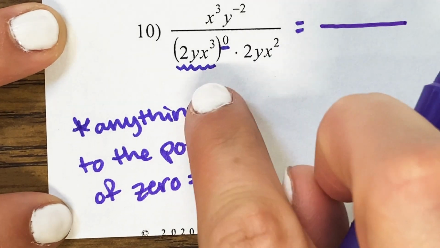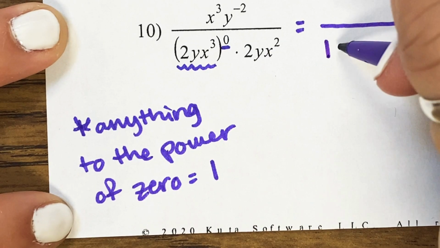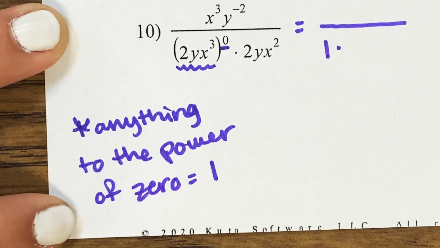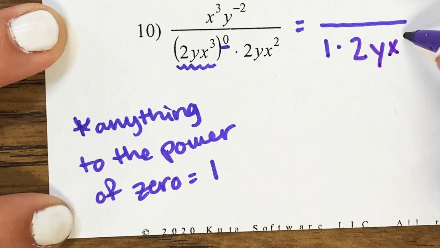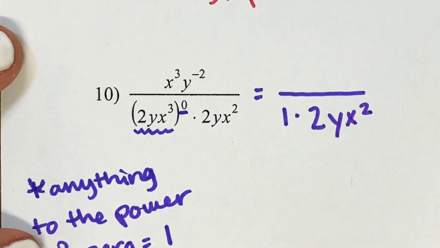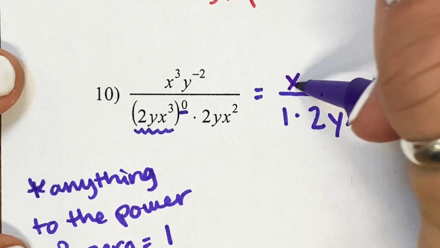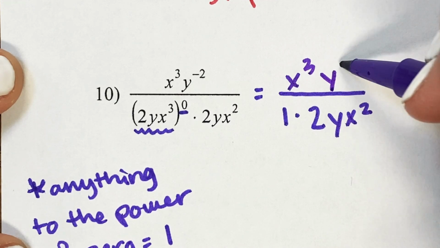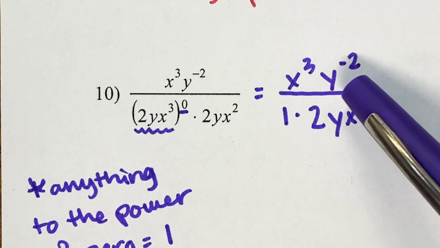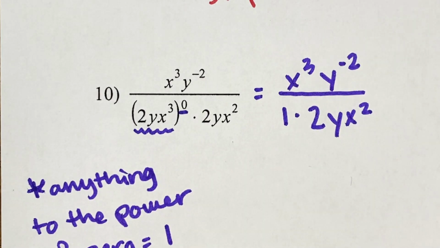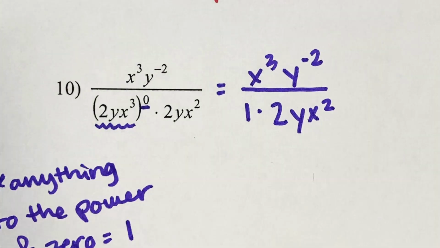So that whole piece right there just turns to a big fat 1. Okay, so now you can write what's left on bottom, 2yx squared. Okay, and on top we have x cubed and y to the negative second power. Ooh. Okay, so we need to get rid of this negative second power. Do you guys remember what we do when we have a negative exponent?